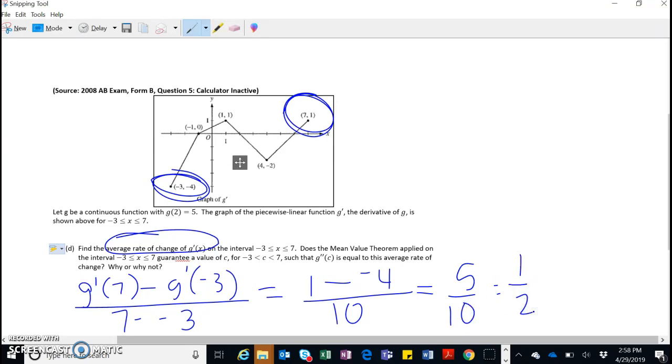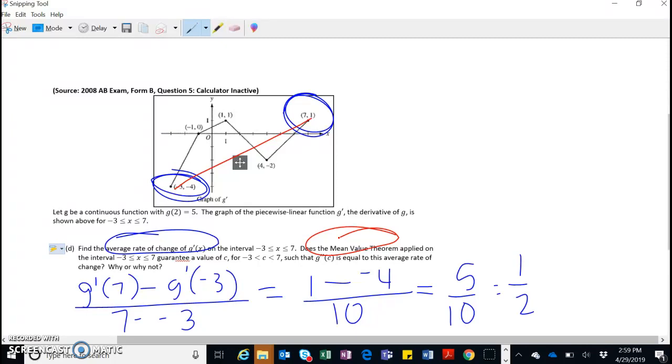Now, the follow-up says, does the mean value theorem applied on this interval guarantee that for some value in between negative 3 and 7, we'll have another derivative that's equal to 1/2? In other words, is there a place in this picture where this slope is going to happen somewhere else at another location? Where will there be a place where my lines are parallel? The mean value theorem, I hope you remember, requires two things to be true. Number one, we have to have a continuous function for this guarantee to exist. And number two, we have to have a differentiable function. I don't have problems with continuity here, but there are tons of situations where differentiability is an issue.